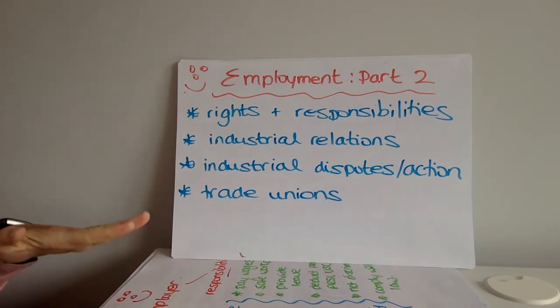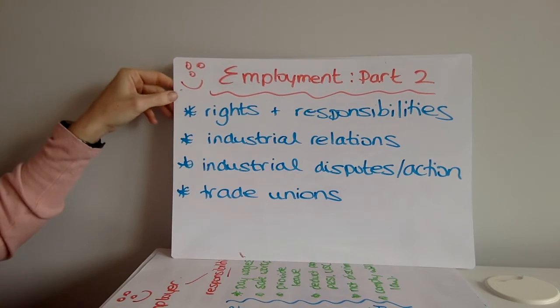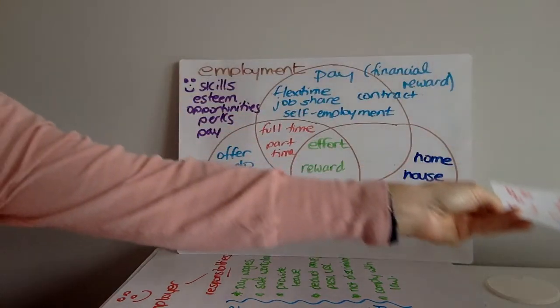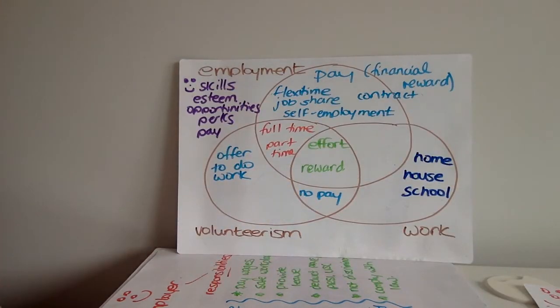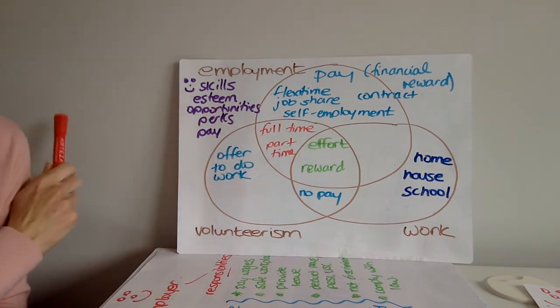Okay, but before we get started on all that, let's just recap on what we have seen in relation to this topic so far. So last lesson, we looked at 3 types of activity, or I guess work, people would do. Okay, so we saw employment, we saw work, and we saw volunteerism. Okay, and the one similarity between those 3 things is that they all require effort. Okay, so in here in the middle, they all require effort.